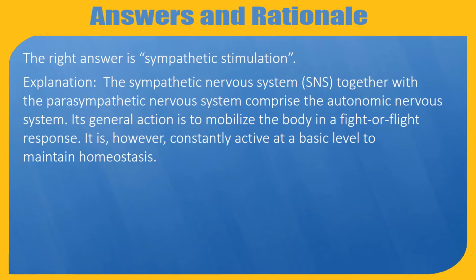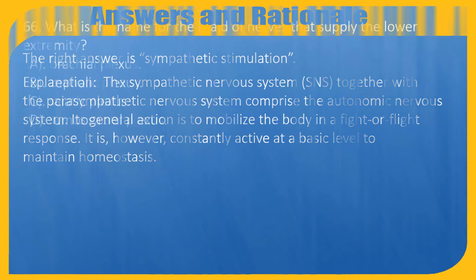Explanation: the sympathetic nervous system, SNS, together with the parasympathetic nervous system comprise the autonomic nervous system. Its general action is to mobilize the body in a fight or flight response. It is, however, constantly active at a basic level to maintain homeostasis.